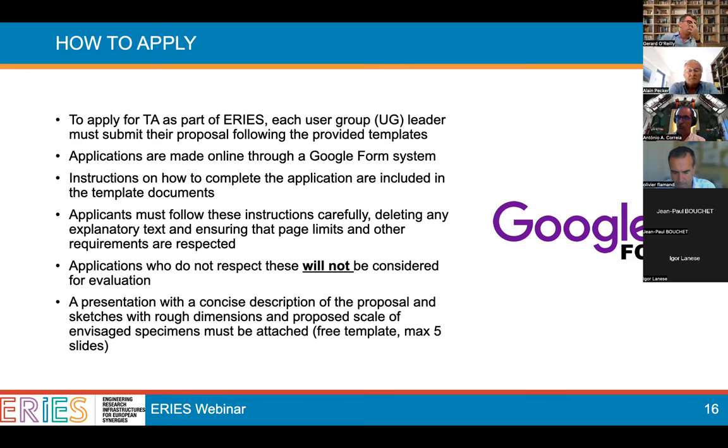In addition to this, we're giving user groups the possibility to submit a set of slides or sketches. So a free template, no general rules or requests, but the idea is just to have a maximum of five slides in which people who are proposing their projects can give an idea of some sketches, some diagrams of what they expect to test and what they're hoping to do. So it's much more clear than using figures in a Word document or something like that, so that it can help the evaluation panel to better understand what the people are proposing.